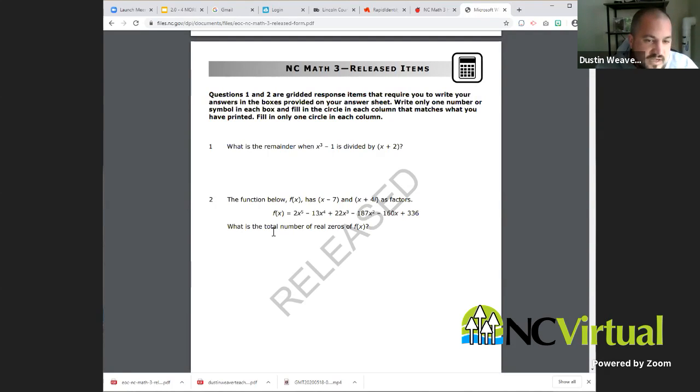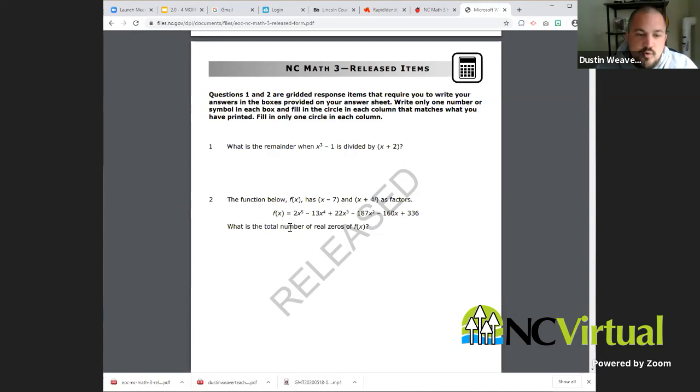Okay, so let's go to number 2. Number 2 says, the function below, f of x, has x minus 7 and x plus 4i as factors. And then it gives you the equation down here below.